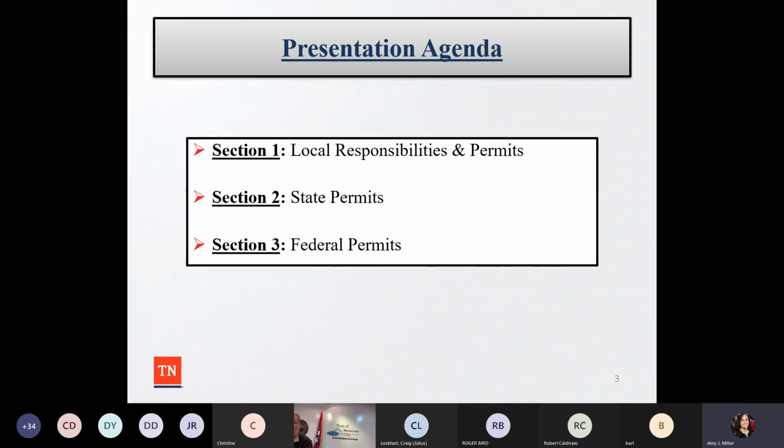So today we're going to talk about three elements when you think about the permitting process. The first is the local community, what your responsibilities are, and some of the permits that you should be issuing locally. We'll also be talking about state permits, some from Army Corps of Engineers and TDEC, and then federal permits, the ones from TVA.